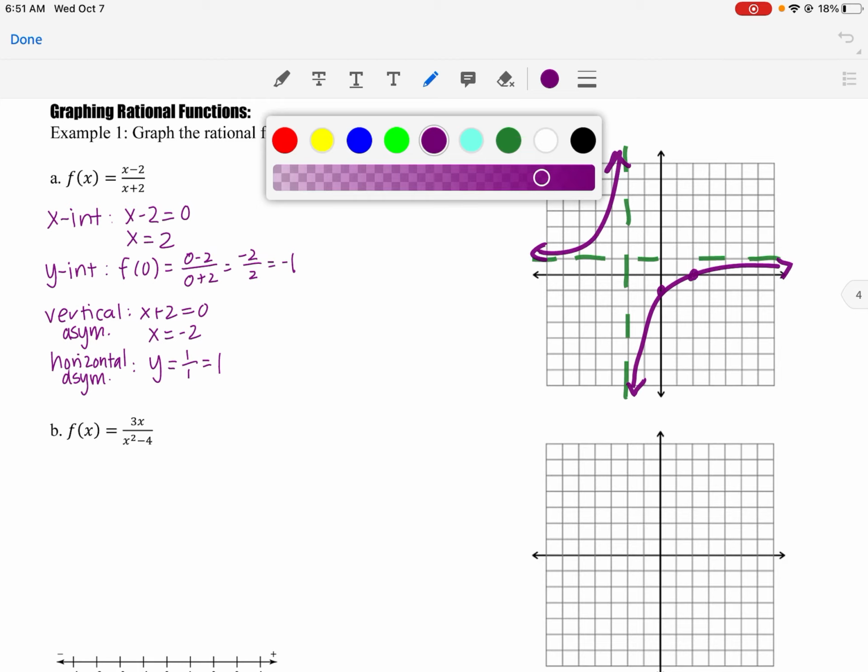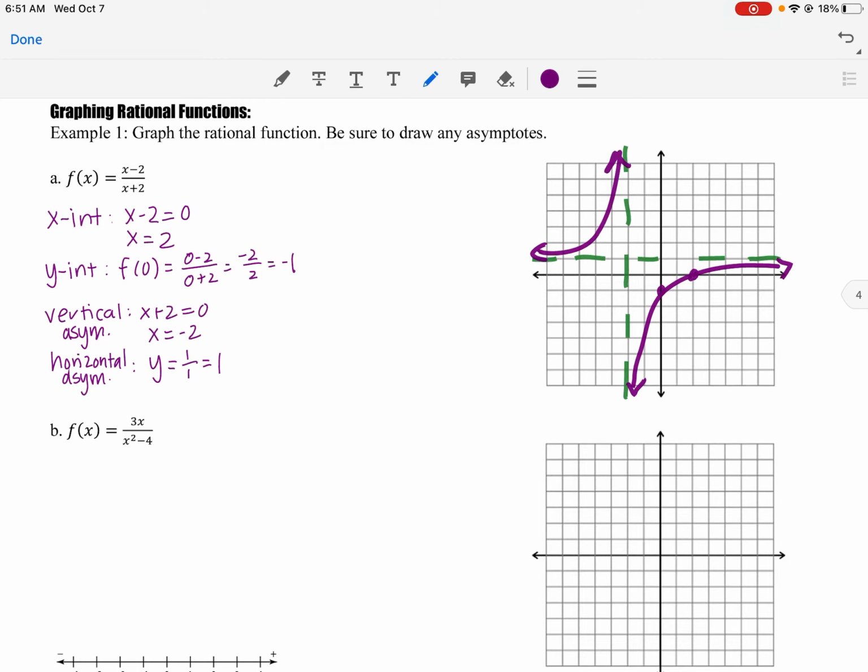Okay, let's do it again. So this time, our x-intercept is 3x equals 0, so x equals 0, which really means the point (0, 0), which I think is important to recognize because that also indicates to you the y-intercept. But just for kicks, I'll go ahead and evaluate the y-intercept. f(0) equals 3 times 0 over 0 squared minus 4. So you get 0 over negative 4, so we get 0 there as well.